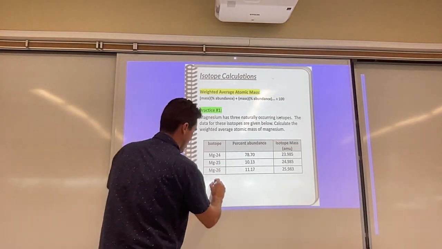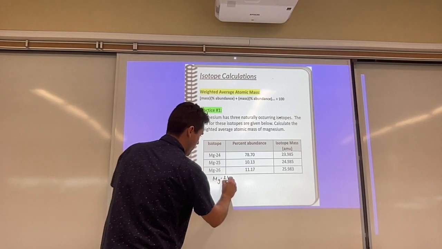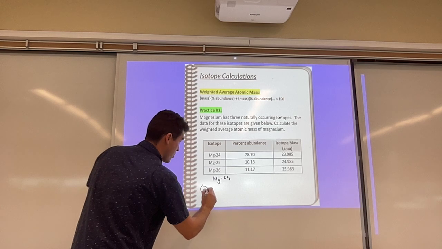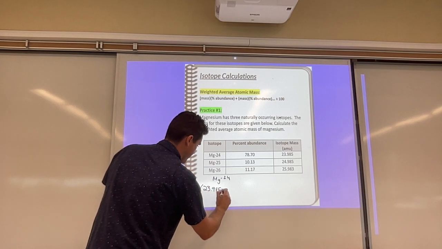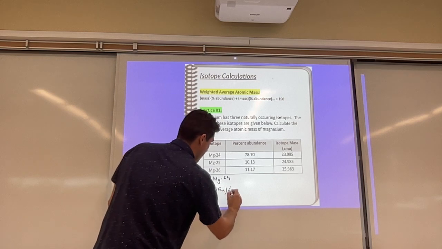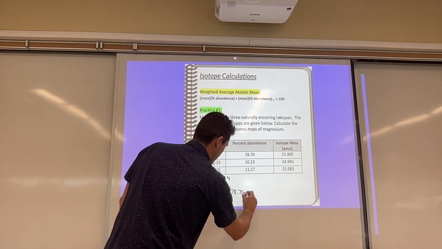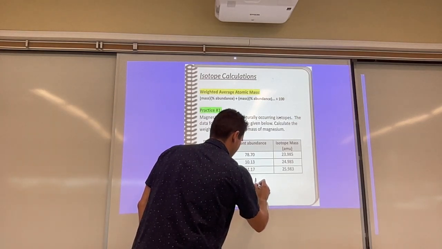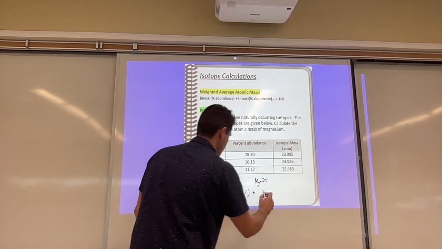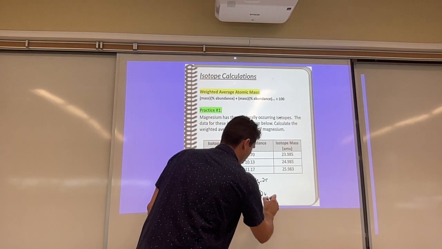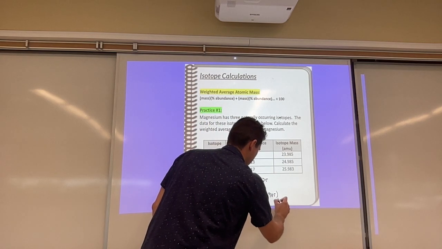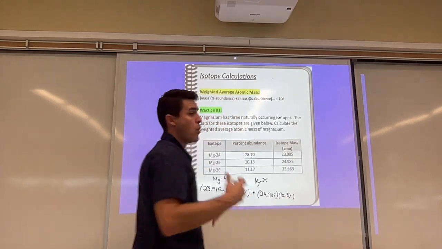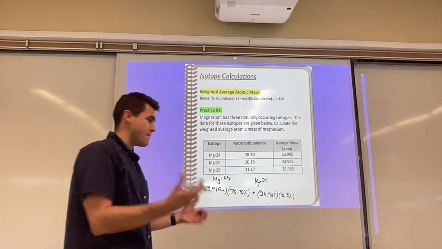Out of my data table, let's take magnesium 24 and find its weighted average. It's got a mass of 23.985 AMU. Its abundance is 78.70%. That's the first isotope. Let's add it to the next isotope, which is magnesium 25. We'll take its mass, 24.985, multiplied by 10.13%. That's its relative abundance and relative atomic mass.